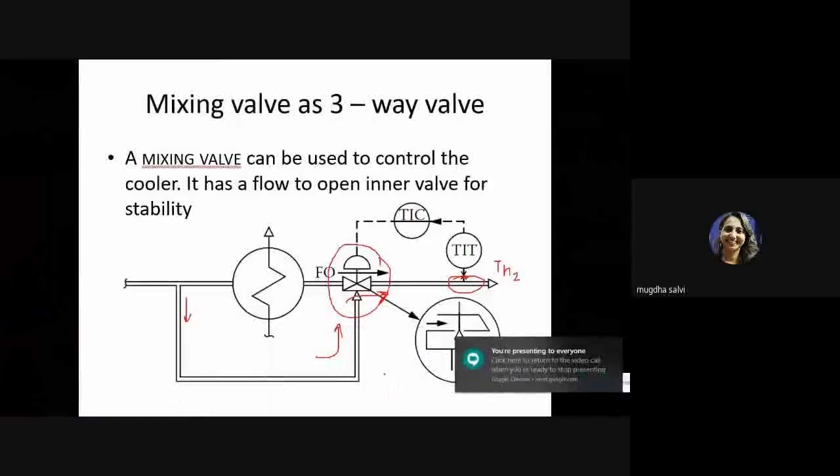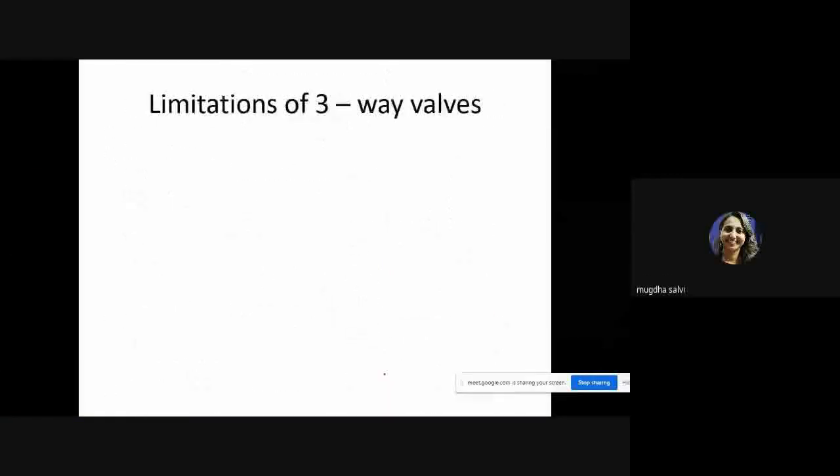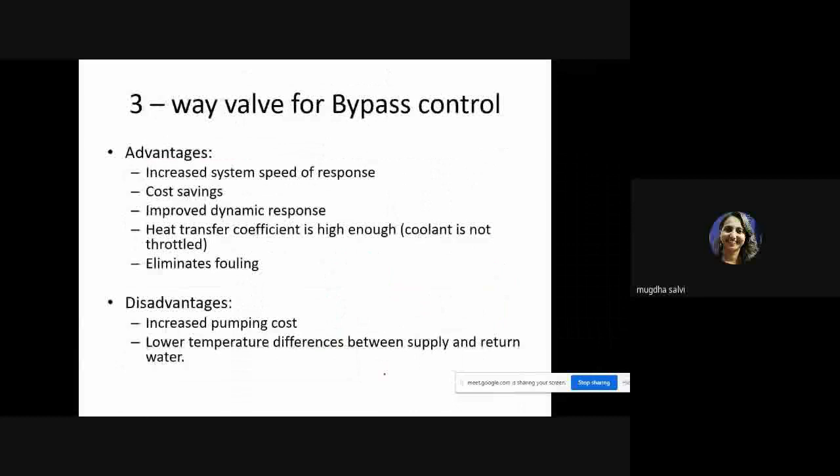So let's get back to our diagram. Now this is the mixing valve, this was the diverting valve, and the next is due to some limitations of the three-way valves. Let's just go through the advantages of the bypass control: increased system speed of response, cost savings, improved dynamic response, heat transfer coefficient is high enough, and it eliminates fouling inside the heat exchanger. But there are disadvantages too, such as increased pumping cost and lower temperature differences between supply and return liquids.